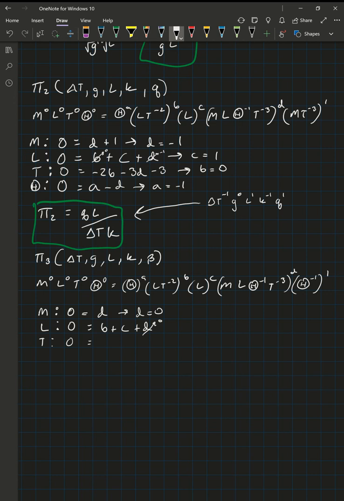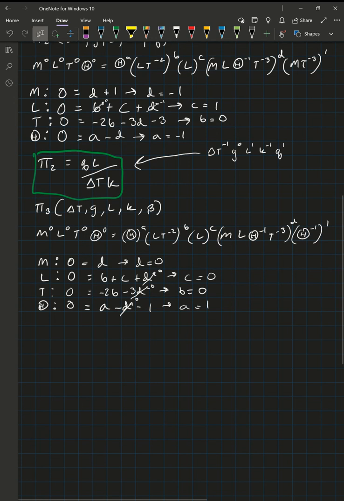T, 0 is going to be equal to -2B minus 3D. Again, we know D goes to 0, which leads us to know that B is equal to 0, which we then can solve for C, which is equal to 0. And then we have our final one, which is temperature, 0, which we have A, minus D, and then we actually have, because of the thermal expansion coefficient, beta, which is just 1 over the temperature dimension, -1. Again, D goes to 0, which means that A is equal to 1.